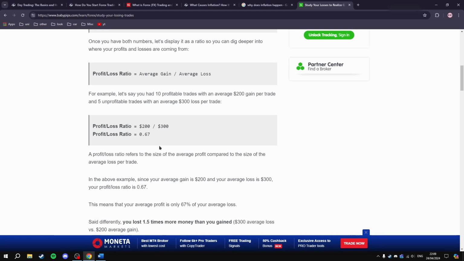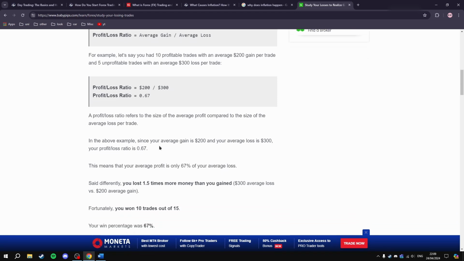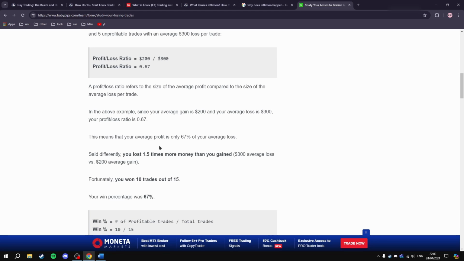So the profit-loss ratio is average gain divided by the average loss. For example, let's say you had 10 profitable trades with an average $200 gain per trade, and 5 unprofitable trades with an average of $300 loss per trade. So your profit-loss ratio would then be 0.67. A profit-loss ratio refers to the size of the average profit compared to the size of the average loss per trade.